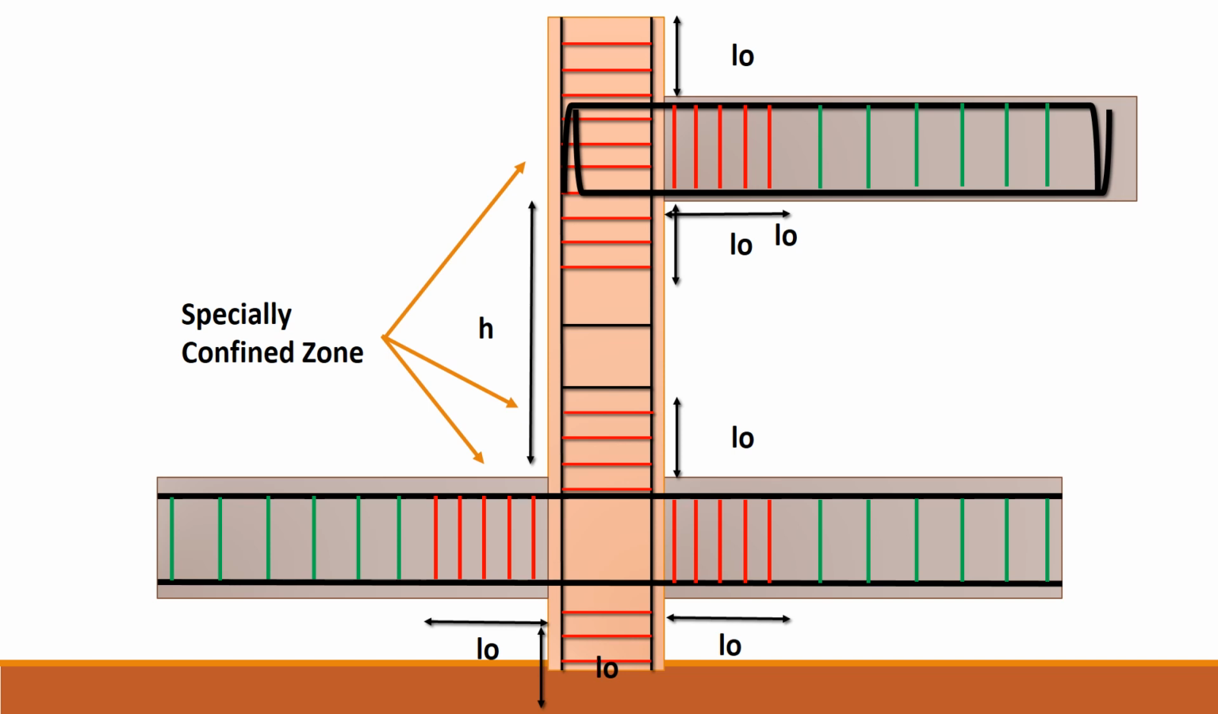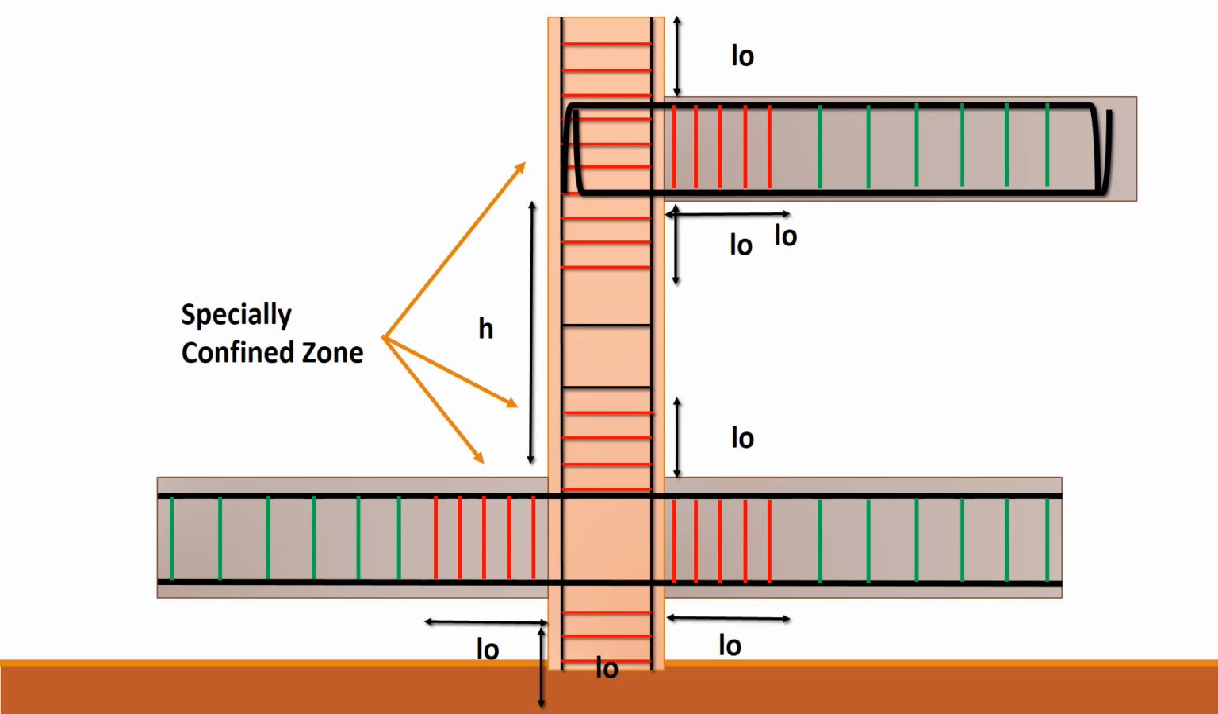At the bottom, the column-beam connection has a continuous beam running through the column. At the top, the beam is running into the column whereby it's a fixed support there. Now in the bottom portion one can see that there is a special confining zone from a distance of L0 from the face of the column to the beam as well as to the column on all sides.